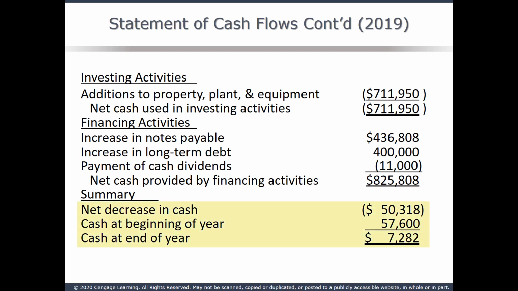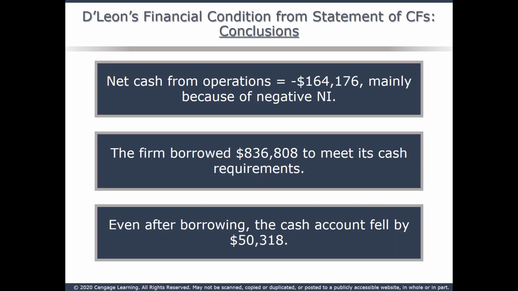Summing the net figures from each section and beginning cash should result in end-of-year cash. Our overall conclusions from De Leon's statement of cash flows: net cash from operations was driven by negative net income. The firm borrowed heavily to finance their growth, and even after borrowing, they still dipped into cash.